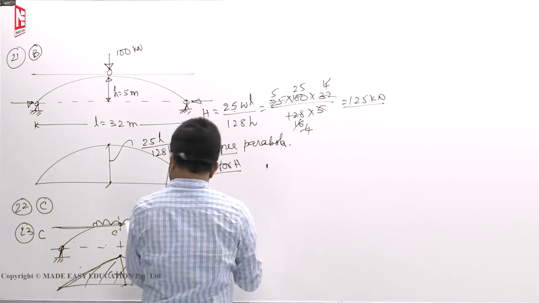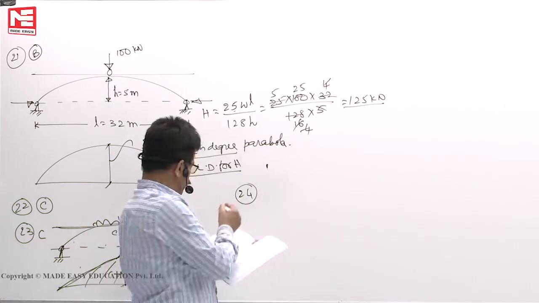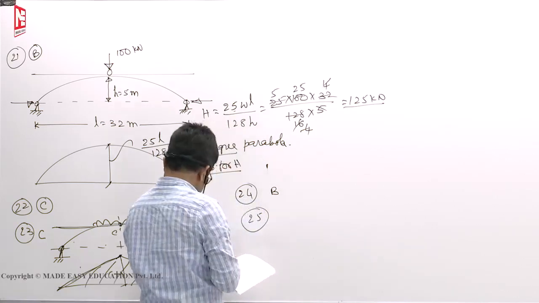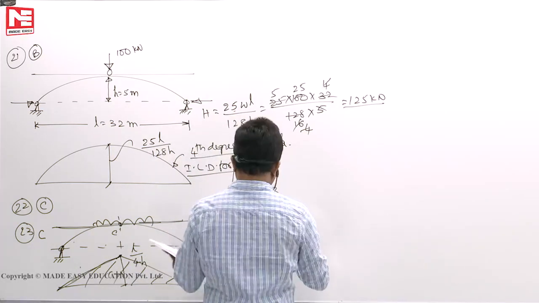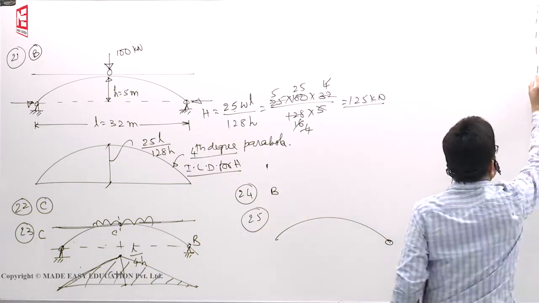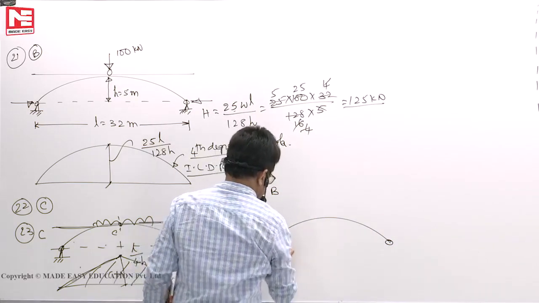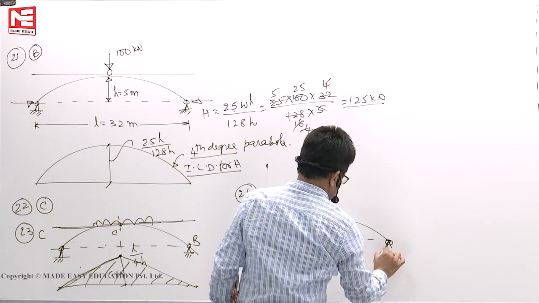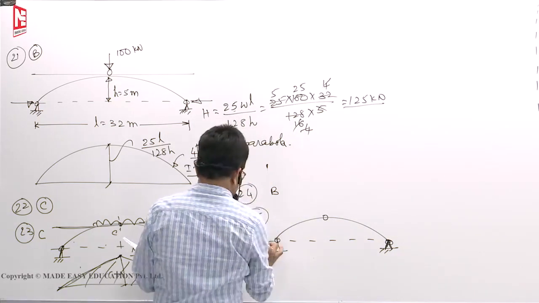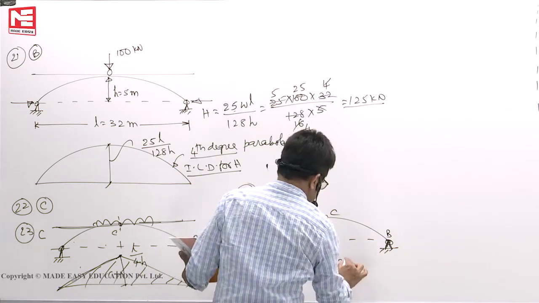Next, 24. Influence line, you see it's a fourth degree curve already, I told you. It's solved in the class also. Then 25, a three-hinged parabolic arch of span 20 meters. We have a three-hinged parabolic arch ABC, the span is 20 meters.